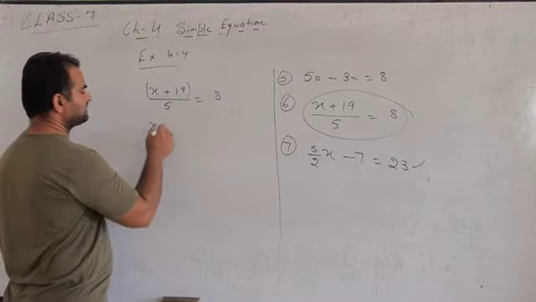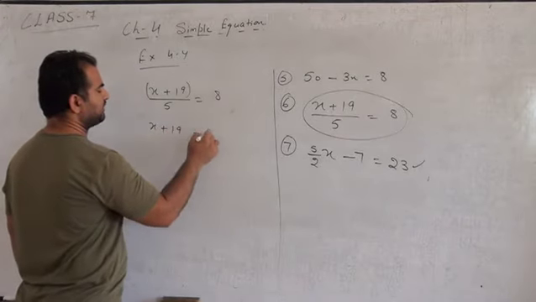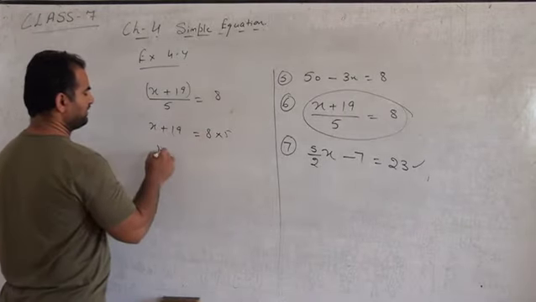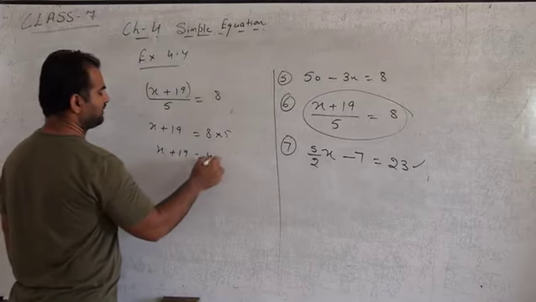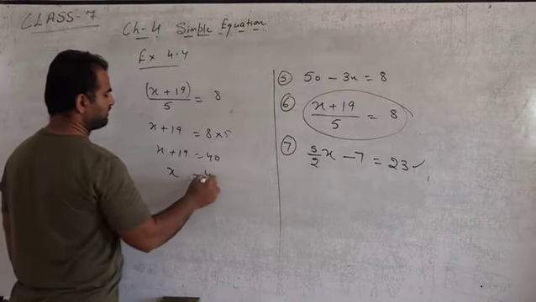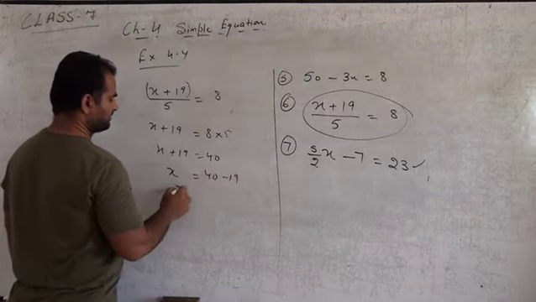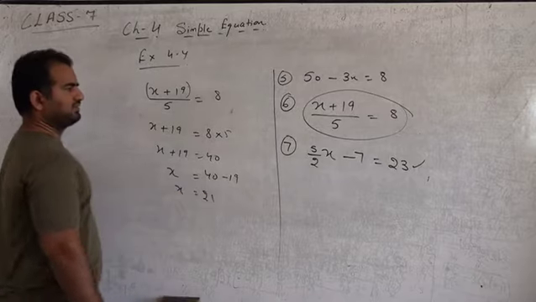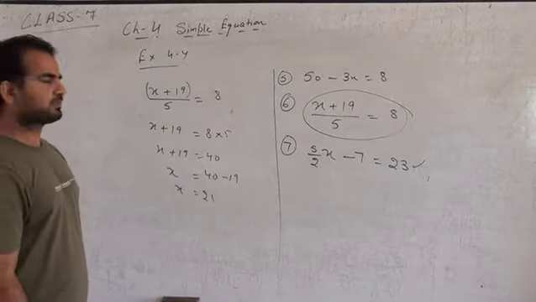Okay? Then x plus 19 equals 8 multiplied by 5. x plus 19 equals 40. So x will be 40 minus 19. x equals 21. This is our answer for question number 6.